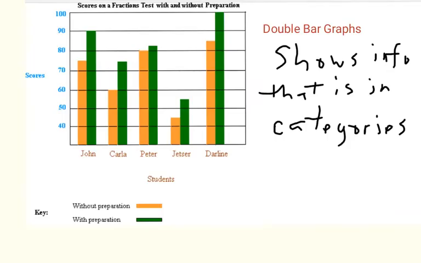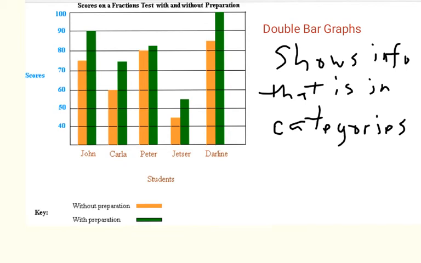Bar graphs show numerical information that can be split into categories. In this case, the categories are people, and they appear down here at the bottom of the graph. They're students: John, Carla, Peter, Jetzer, and Darlene. It's a double bar graph because it's comparing two things about each student: how they did on a test, their score. You have these numbers, and you have to know what they mean. These are test scores, the label here is students, and the title of the graph is scores on fractions test with and without preparation.